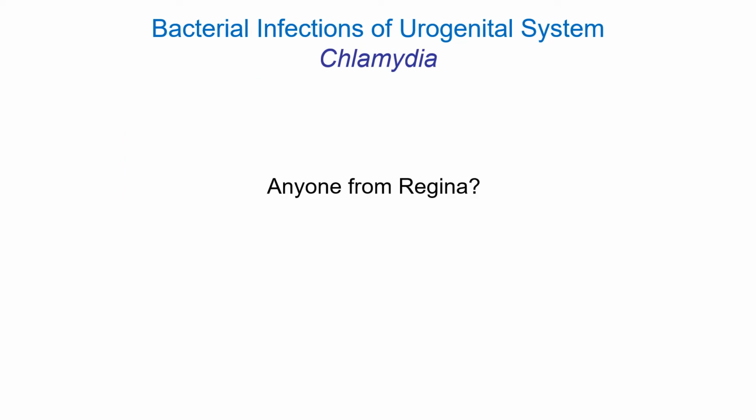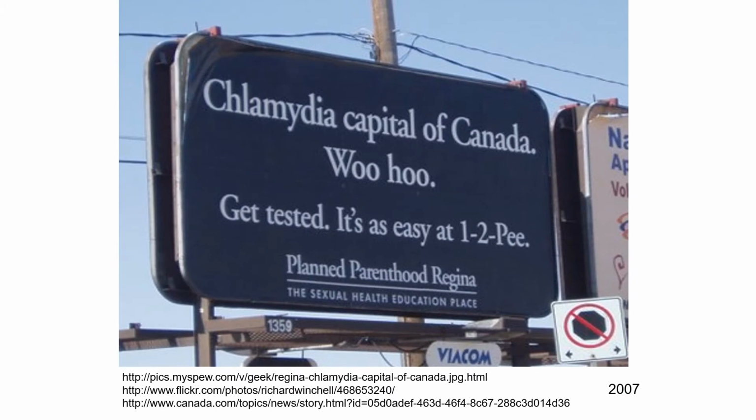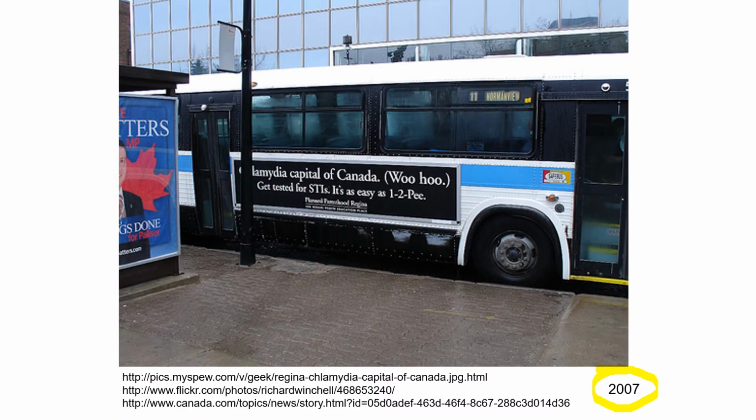So I don't know if anyone here is from Saskatchewan or Regina in particular. I have something interesting to show you. This here was a few years ago. You can see the date, 2007. Regina was the chlamydia capital of Canada. And so public health in Regina figured maybe the best way to deal with this, because nobody wants to be the chlamydia capital of Canada, was to see if they could get a lot of people tested. So they had a public advertisement campaign. Here's a billboard. You can see they're saying just go get a urine test. Here's a bus. Apparently these were all over the place. I've never lived in Regina, so I never did see these billboards, but I'd be curious if anybody remembers these.